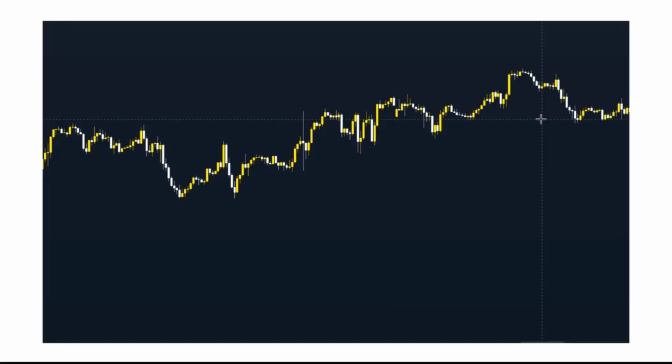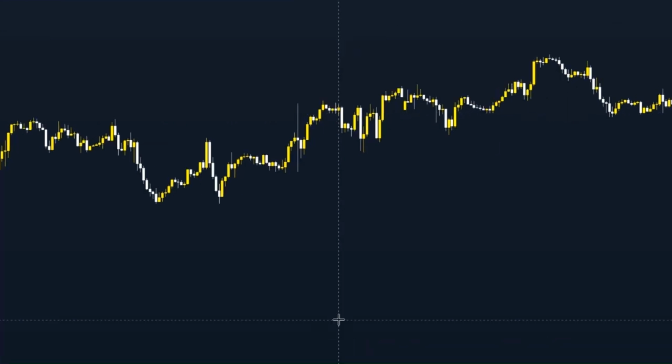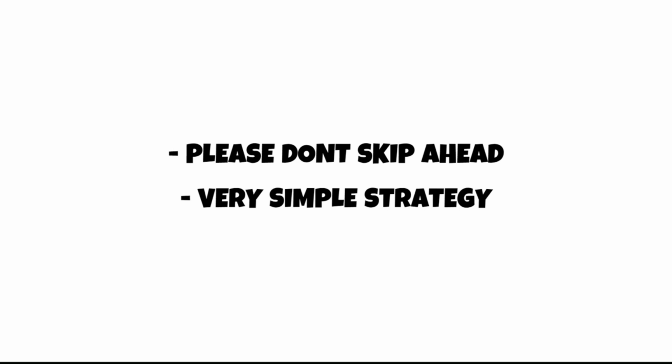Now, this is a scalping strategy, but we'll be using a multi-time frame method. Spot our trades on the 1 hour chart and then move down to the 5 minute to scalp entries and exits. But all will be explained in the video. Please don't skip a single bit of it. You need to watch all of it to understand the strategy, although it is very, very simple.